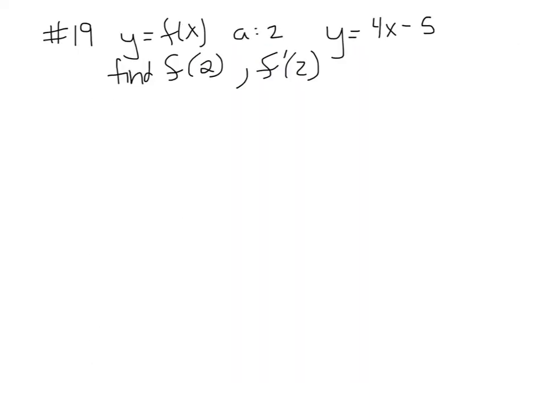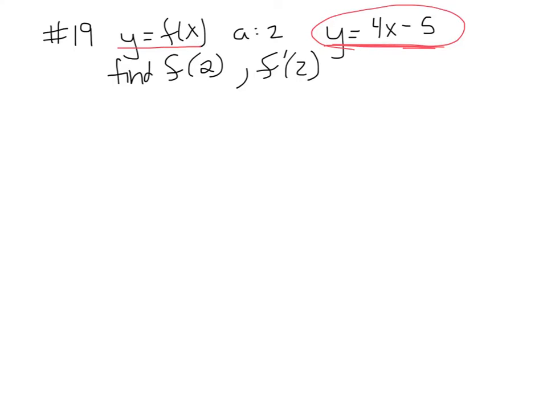All right, on number 19, it's a little backwards from number 18 because we're given the equation of the tangent line. So here's the actual equation of the tangent line. Now again, I don't know what the original function looked like, but I know when a equals 2, or x equals 2, that this equation right here would be the equation for the tangent line.